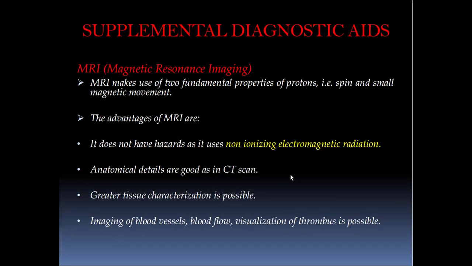Then coming to MRI, MRI makes use of two fundamental properties of protons, that is spin and small magnetic moment. Advantages are it does not have hazards as it uses non-ionizing electromagnetic radiation. Anatomic details are good as in CT scan. Greater tissue characterization is possible. Imaging of blood vessels, blood flow, visualization of thrombus is possible.